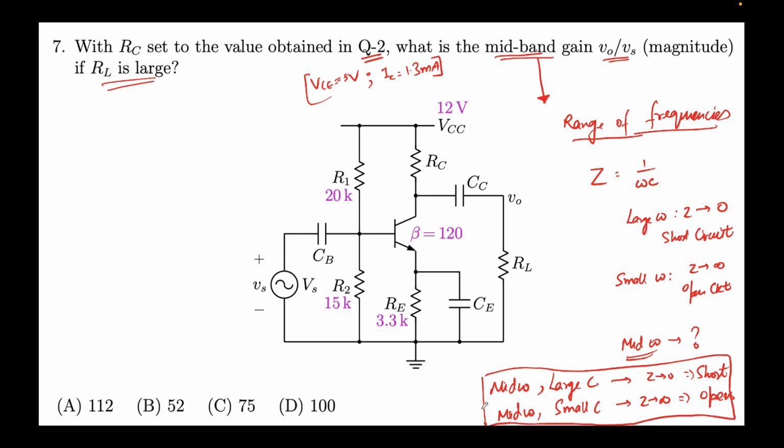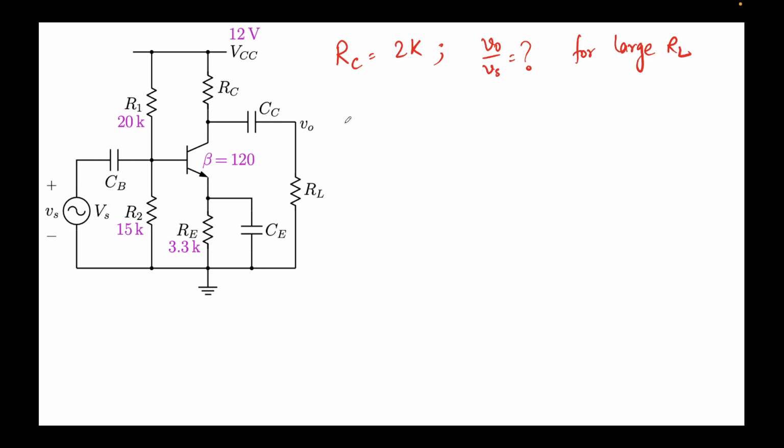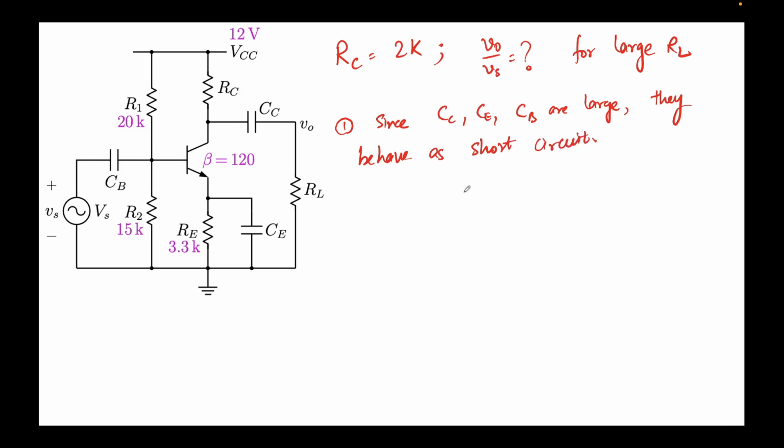Now the question that opens up is, what are the values of CB, CC and CE, because only then can we determine whether it's short or open. The typical values that we use for CB, CC and CE are large, right? So let me write that assumption on the next slide. Since CC, CE, CB are large, they behave as short circuit. Okay, so that's the first thing.